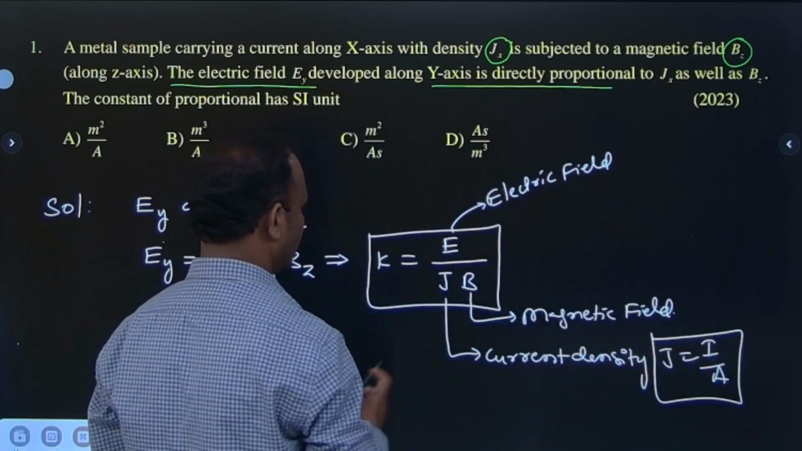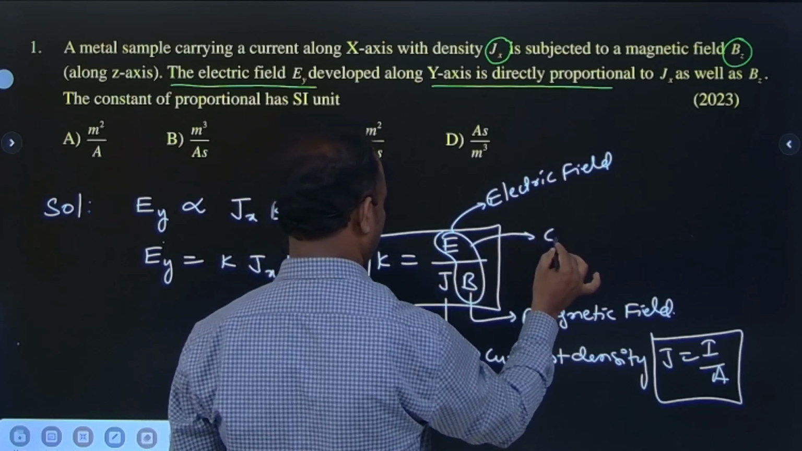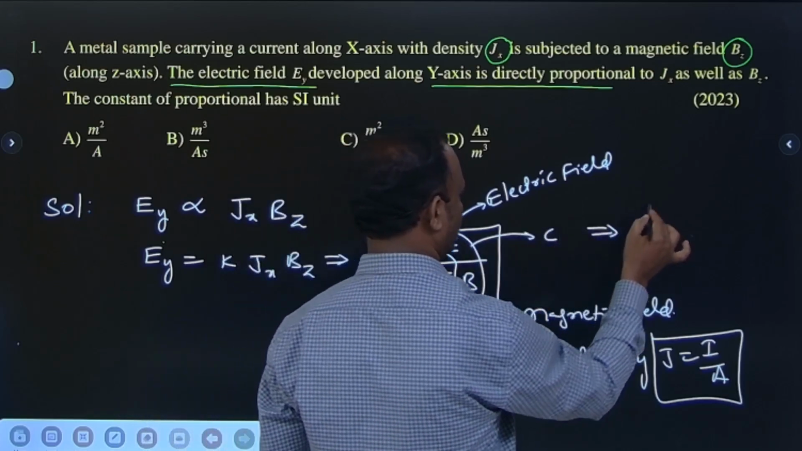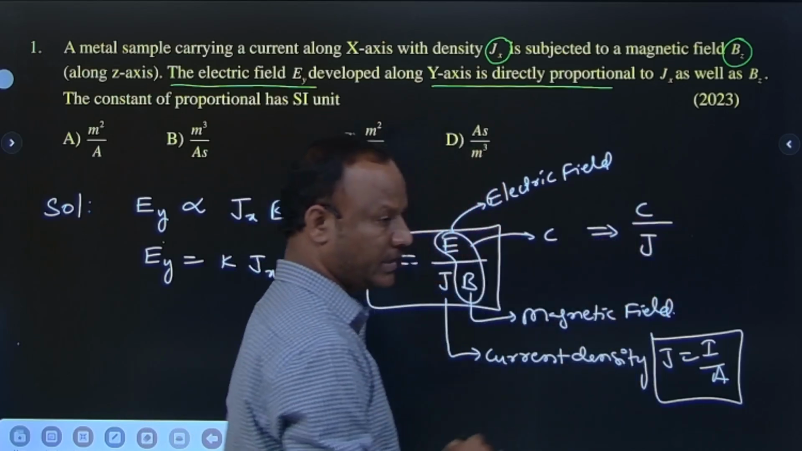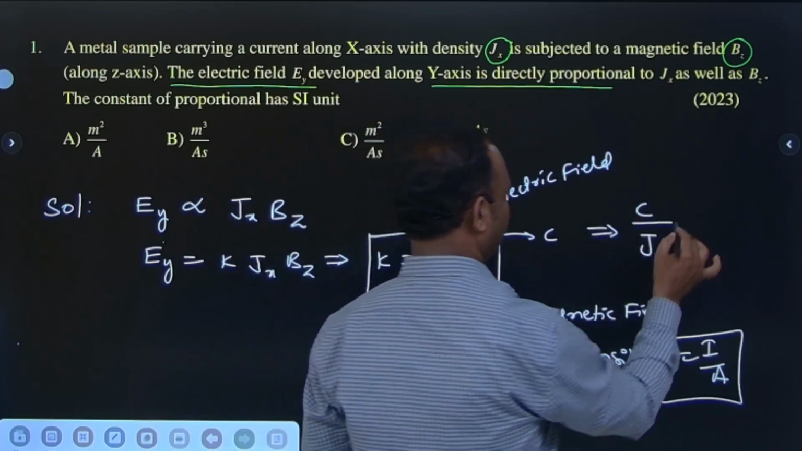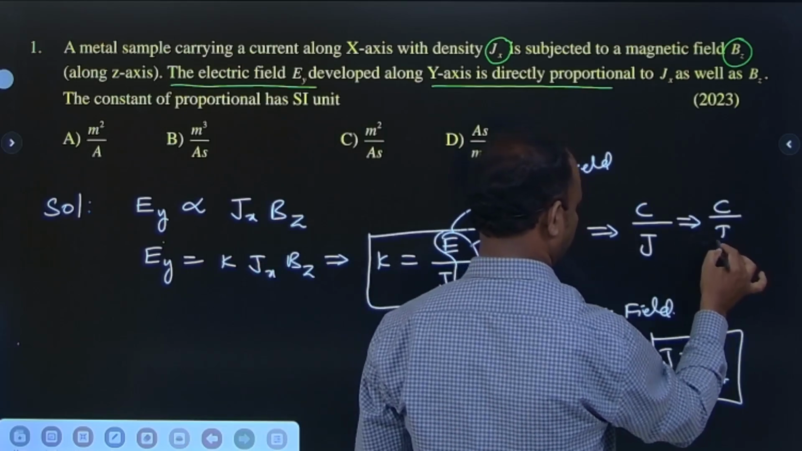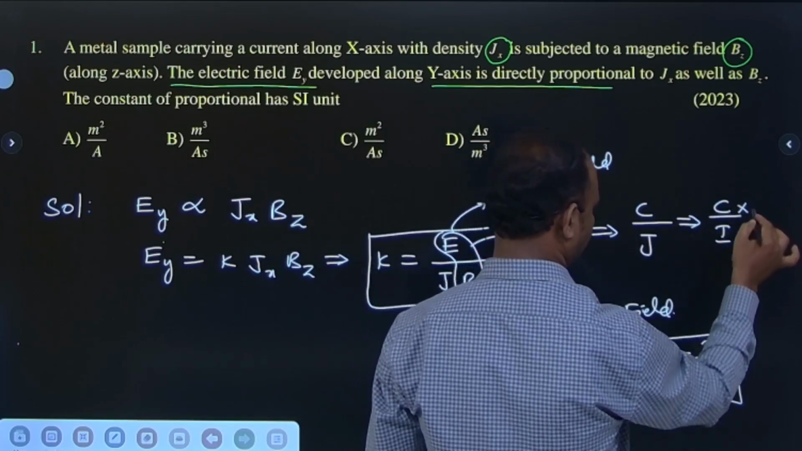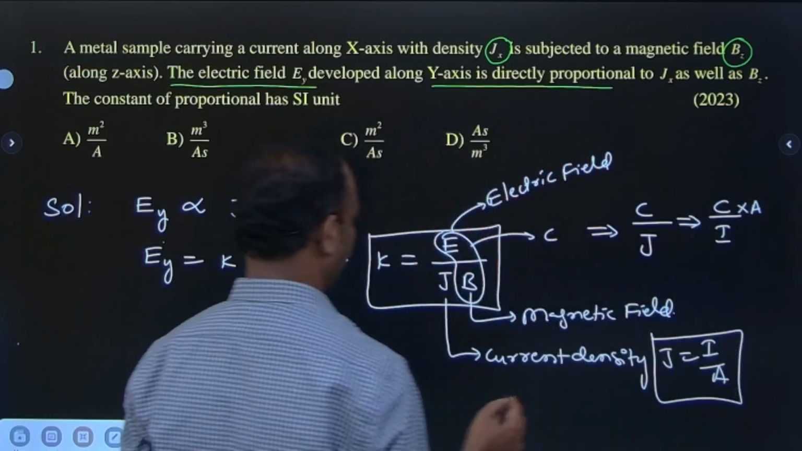Do you know this one? E by B, this is what it says. So J, the current density, is equal to I by A, where A means the cross sectional area. This is the condition. Now you write its formula.